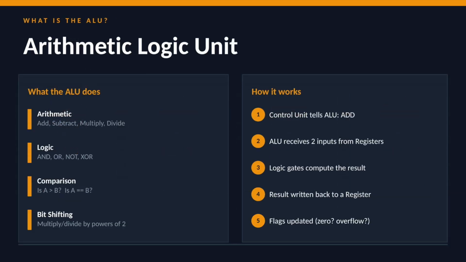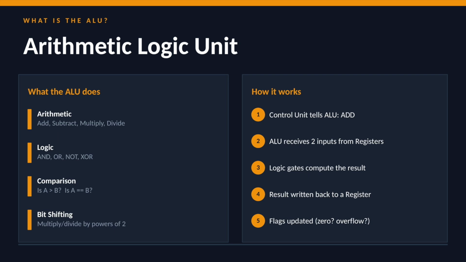Let's talk about the ALU in a bit more detail. The ALU, Arithmetic Logic Unit, is where all the actual computation happens. It handles four types of operation: arithmetic, addition, subtraction, multiplication, division; logical operations, AND, OR, NOT, XOR, basically Boolean logic; comparison, like checking if A is greater than B or if A equals B; and bit shifting, which is essentially a shortcut for fast multiplication or division by powers of 2.